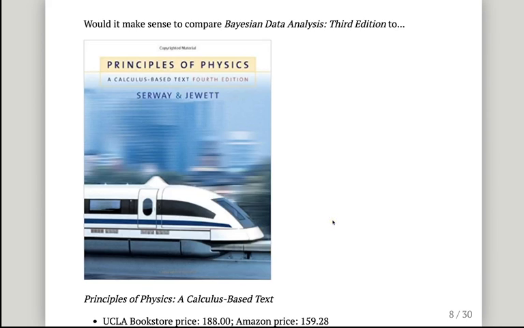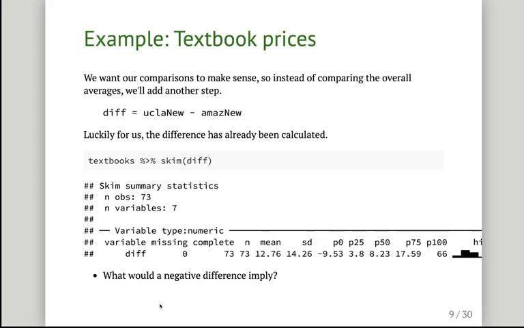It probably wouldn't make sense to compare this Bayesian Data Analysis textbook to the Principles of Physics textbook. What we would want to do instead is compare the Principles of Physics at both stores, which is, again, more expensive at the UCLA bookstore. So to make our comparisons make sense, we'll compare each textbook directly. So we'll calculate the difference between the price at UCLA and the price at Amazon.